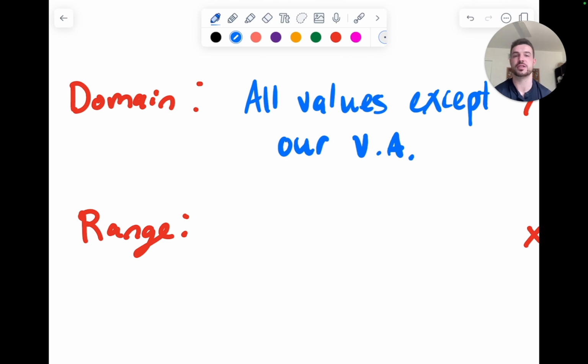Now, our range gets a little bit complicated because it depends on the function. If we are looking at a more simple rational function, then typically our range is going to be all real values except our horizontal asymptotes. But as our functions get more complicated, sometimes we have parts that go through all values, including our asymptotes. So this is something that's going to be determined depending on the situation.